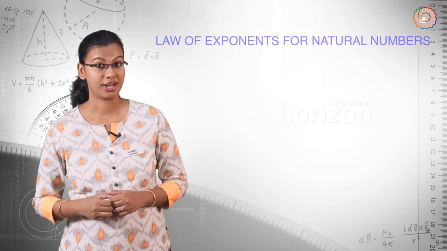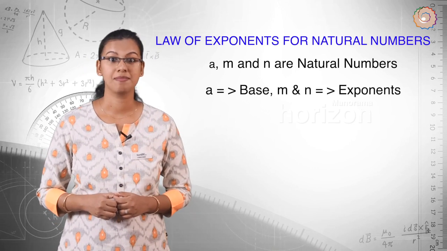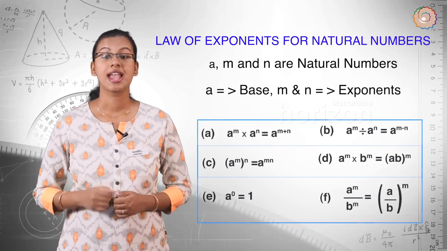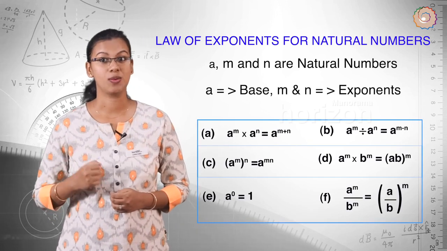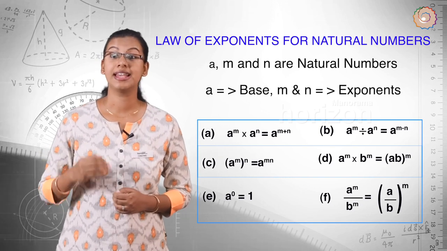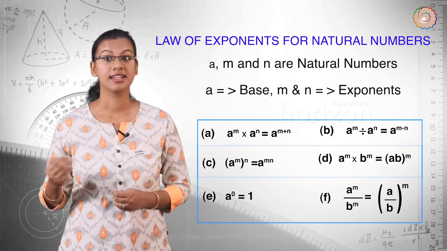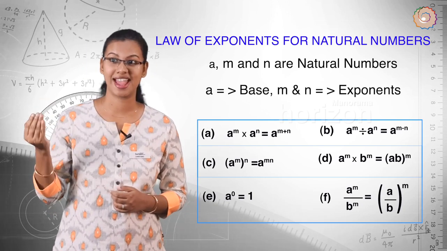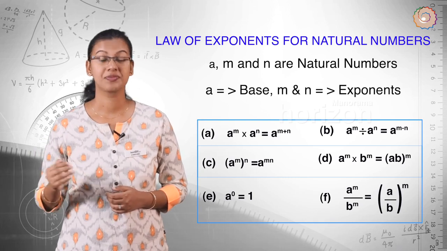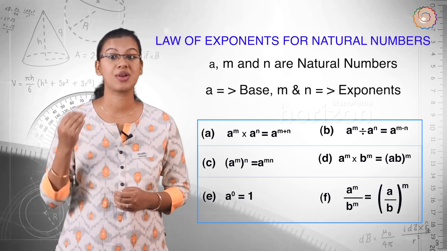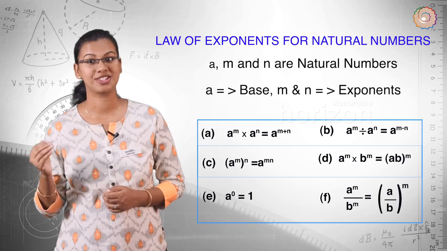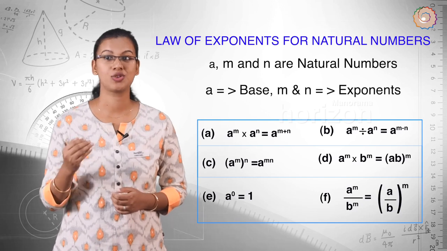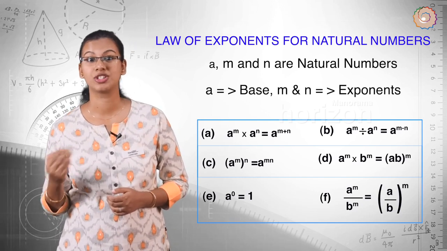We have the law of exponents for natural numbers A, M and N, where A is the base and M and N are exponents. A raised to M into A raised to N equals A raised to M plus N. A raised to M divided by A raised to N equals A raised to M minus N. A raised to M whole raised to N equals A raised to M N. A raised to M into B raised to M equals A into B whole raised to M. A raised to 0 equals 1. A raised to M by B raised to M equals A by B whole raised to M.